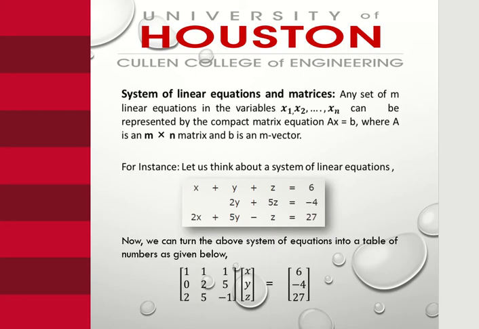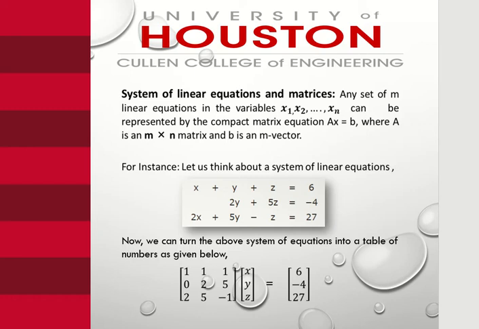Now, what exactly is a system of linear equations, and what is the relationship between systems of linear equations and matrices? Any set of m linear equations in the variables x1, x2, up to xn can be represented by the compact matrix equation Ax equal to b. So any set of linear equations, no matter how many there are, we can always represent in the form of matrices. We have this example.